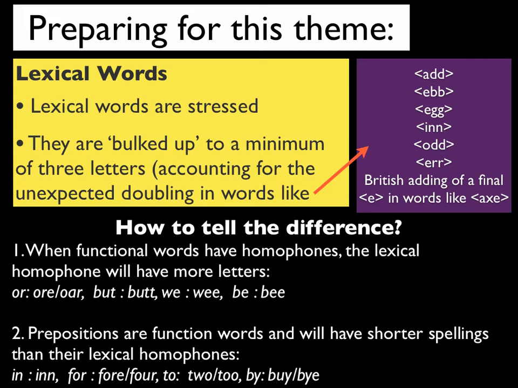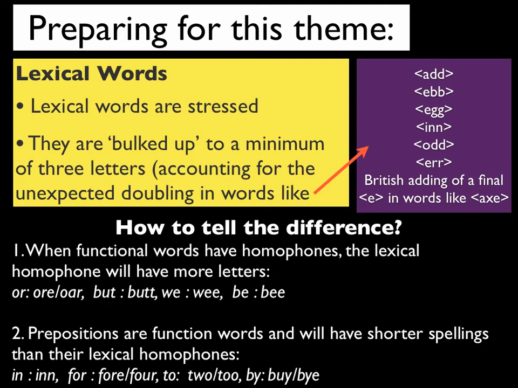A good exercise to do with your students, and certainly for yourself, is to understand how to tell the difference between these. When function words have homophones, the lexical homophone will have more letters. That's pretty clear. The function word OR has 2 letters, while the lexical homophones ORE and OAR have 3. Prepositions are function words and will have shorter spellings than their lexical homophones. So it's always about the number of letters as well as the heft and meaning. I think that's another way to think of it.